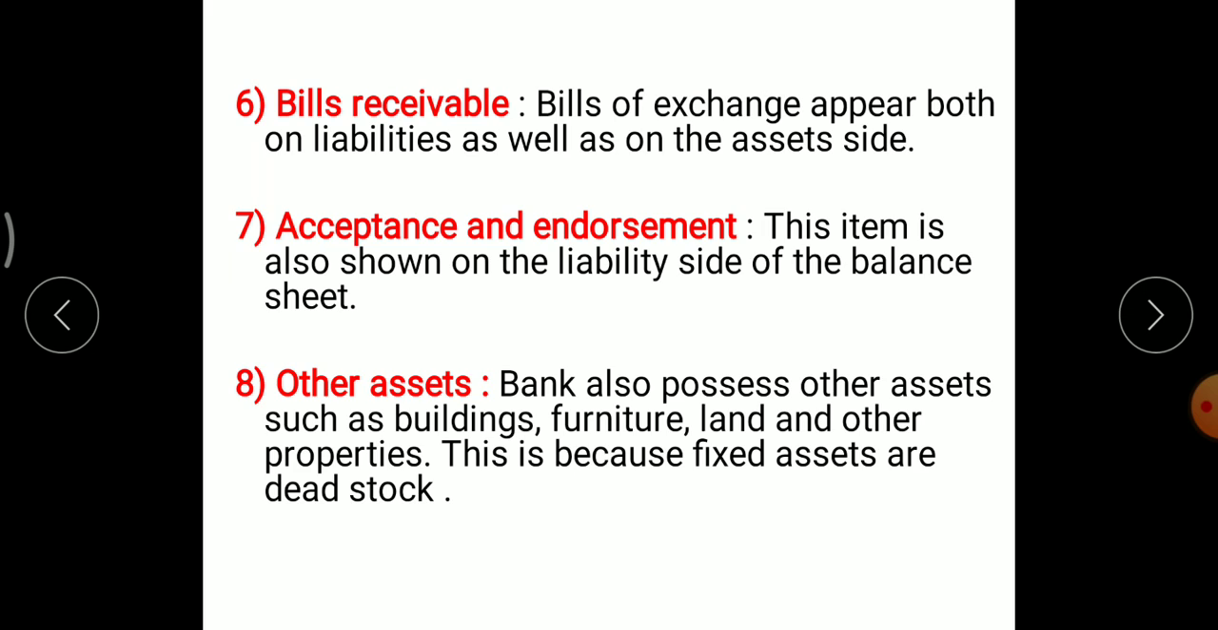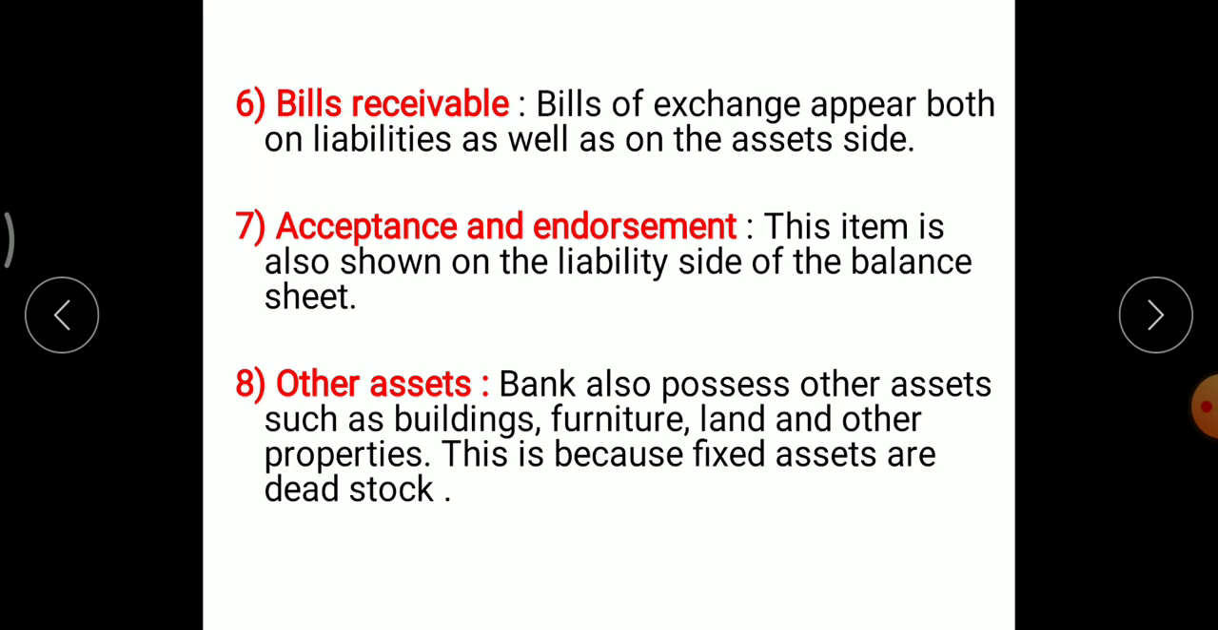So next we can see bills receivable. Bills of exchange appear both on the liabilities as well as the asset side. Before collection, these bills represent an asset, but after collection they become liabilities of the concerned bank. So next, acceptances and endorsements. This item also shows on the liability side of the balance sheet. Customers' liability for acceptances and endorsements represents the amount due to the bank from customers on whose behalf bills of exchange are accepted and endorsed by the bank.